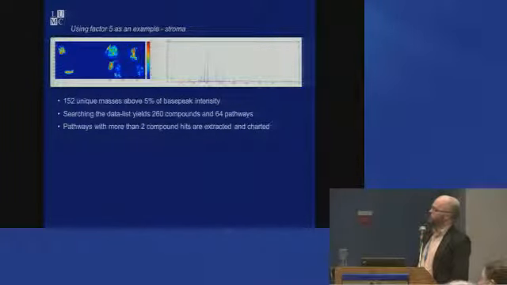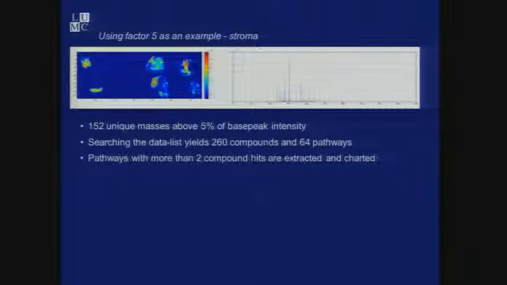If we use factor 5 as an example, we compare that with histology. This is actually physiologically stroma. Here we see the loading plot, 152 unique masses above 5% base peak intensity. We compare this with the database, and this can basically be mapped to 260 compounds and 64 pathways. It's because there are lots of isomers.